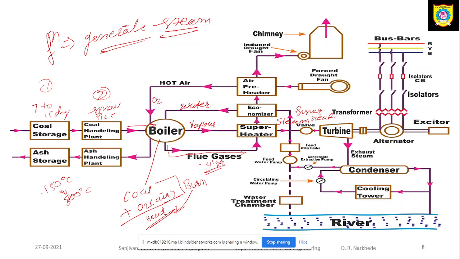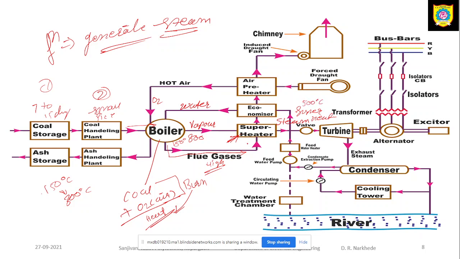So instead of releasing these flue gases directly through the chimney into the atmosphere, I can extract the heat of these flue gases in three stages. One is called the superheater. In the superheater, what are we going to do? We are going to increase the temperature of the steam and convert it into superheated steam. The temperature before the superheater is nearly 150 to 300 degrees centigrade, and after the superheater the temperature of the superheated steam may reach up to 500 degrees centigrade.